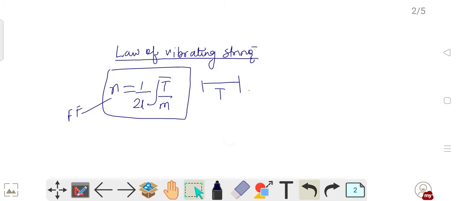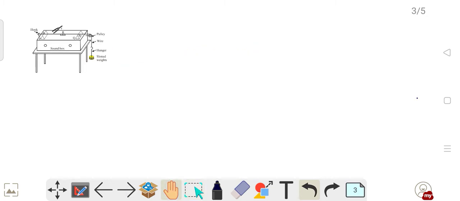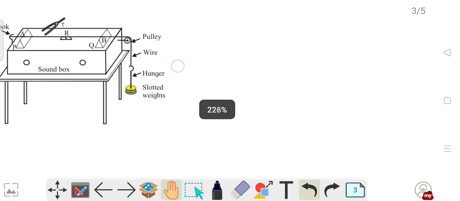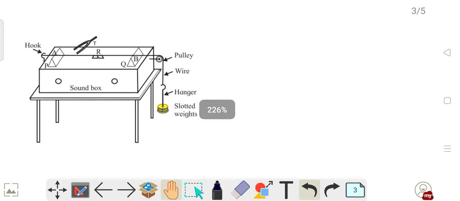Now, these laws will be proved with the help of a device called a sonometer. So let us try to see what this is. This is a device called a sonometer. Now try to understand the construction of this device first. A sonometer consists of a hollow rectangular wooden box. These two are the holes.